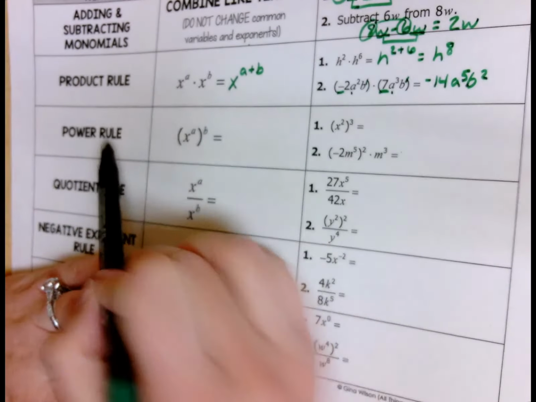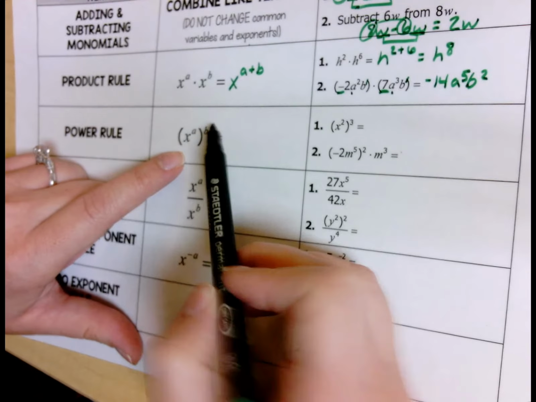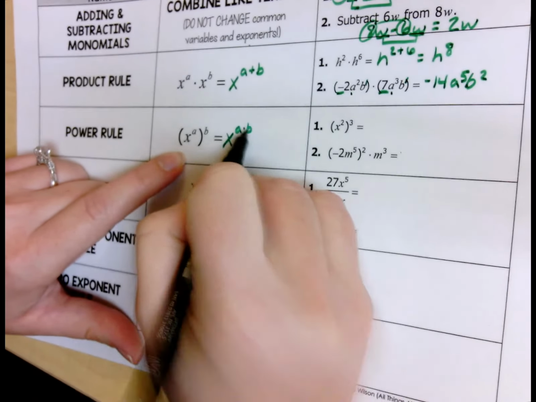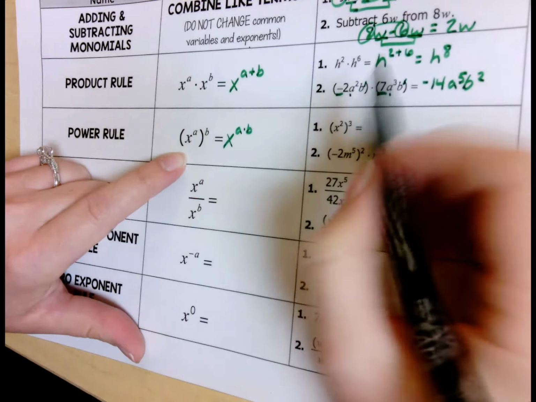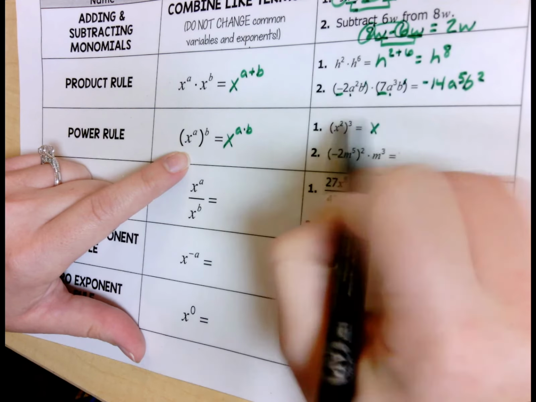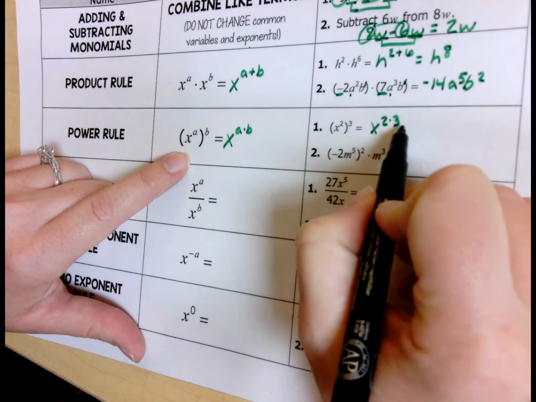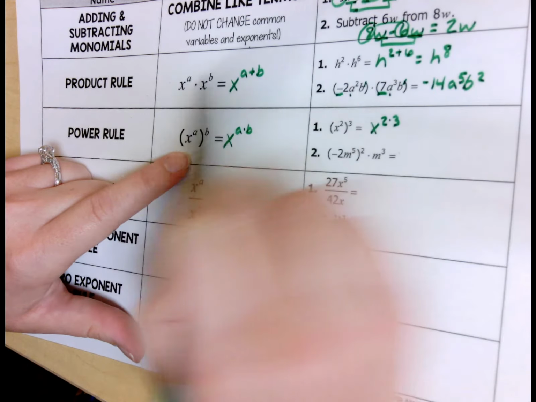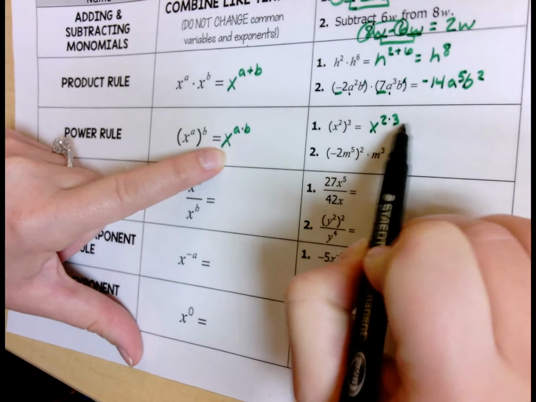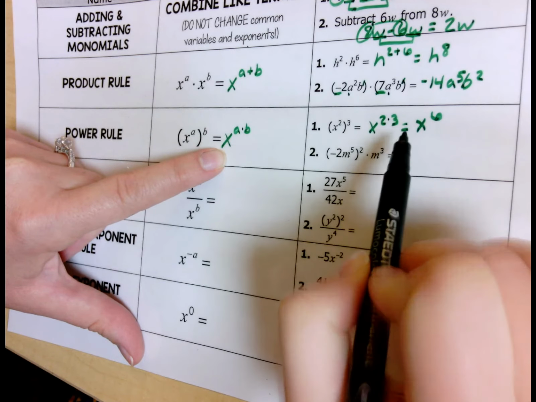Alright, power rule. If you have a variable with an exponent raised to another exponent, then you are going to multiply those two exponents together. So, for example, x squared raised to the 3rd power, I'm going to take that 2 and multiply it by 3. So instead of x to the 5th, like you would have if you were multiplying, we are raising it to a power, so you're going to have x to the 6th because it's 2 times 3.